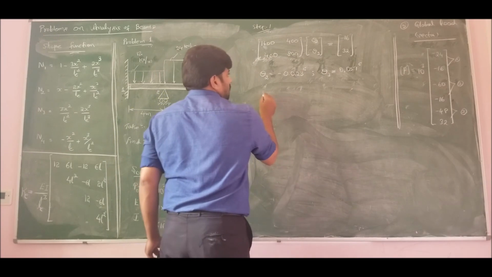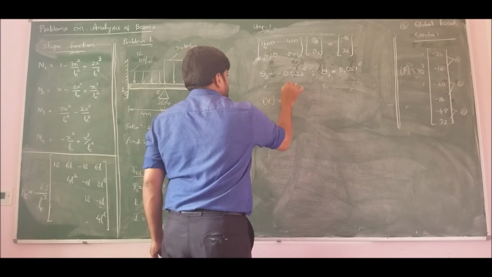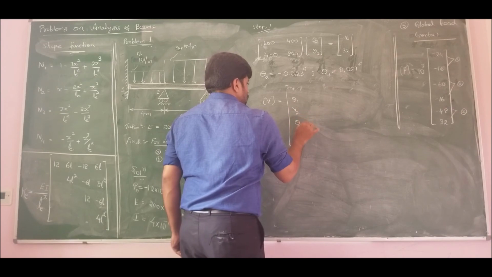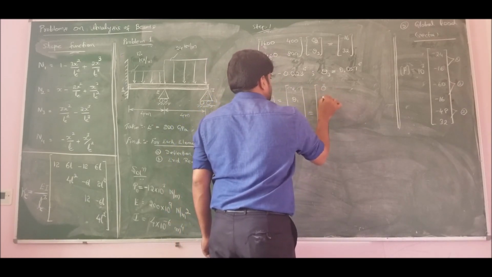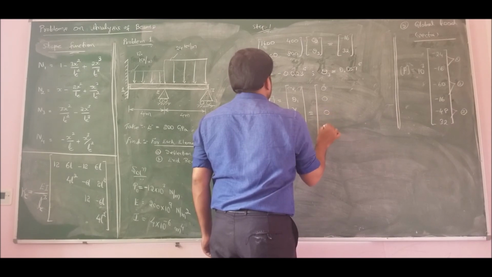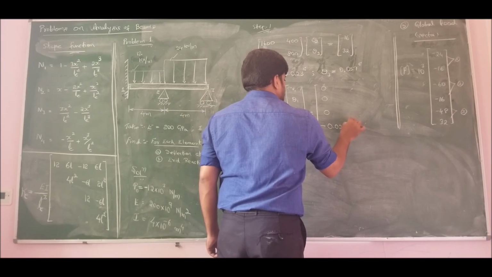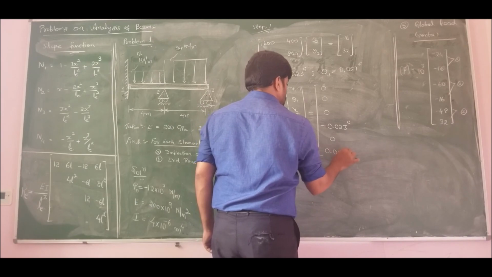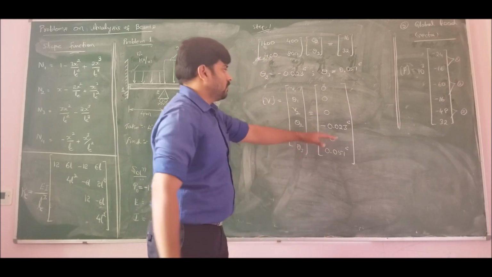Therefore, the nodal variables are V, which is equal to V1 theta 1, V2 theta 2, V3 theta 3, which is equal to V1 is 0, theta 1 is also 0, V2 is 0, theta 2 is minus 0.023 radians, V3 is 0, theta 3 is 0.051 radians. I round it off to three decimal places.